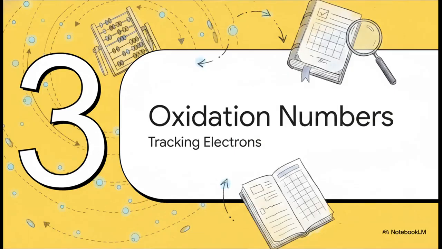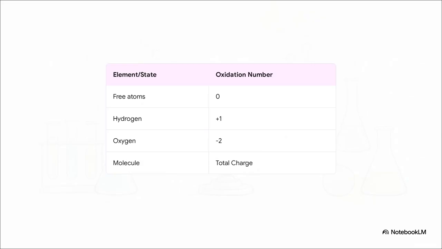Which brings us to Section 3, Oxidation Numbers. Because electrons are invisible, tracking their transfer can be kind of tricky. We need a reliable bookkeeping system, and that's exactly where assigning oxidation numbers comes in. Consider this table your ultimate cheat sheet for molecular accounting. An oxidation number is basically a positive or negative number assigned to an atom to show its degree of oxidation or reduction.